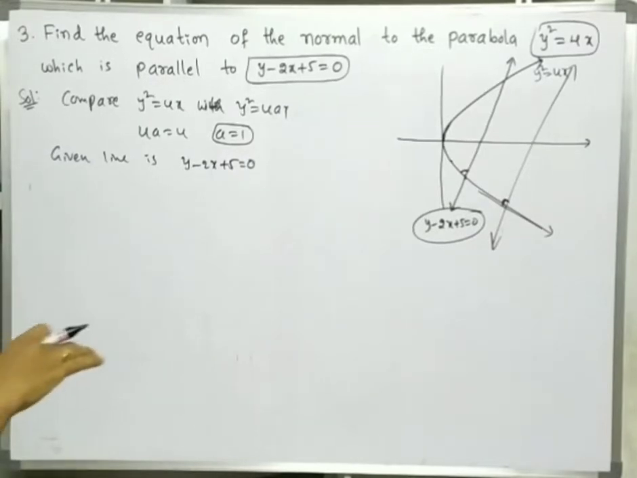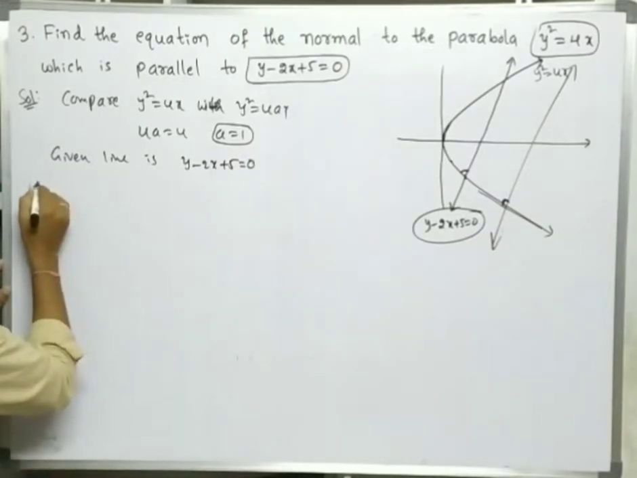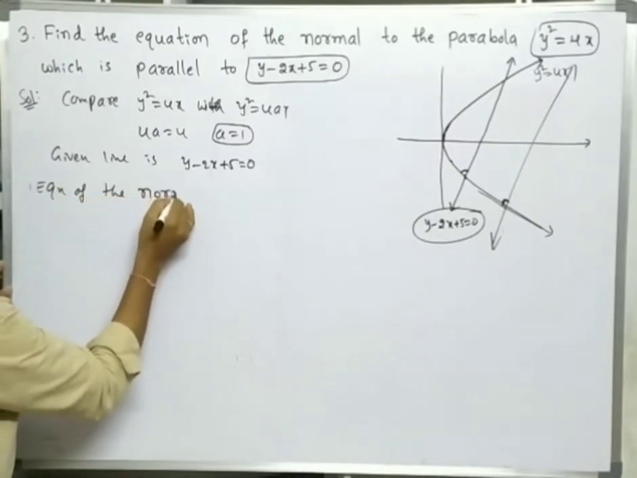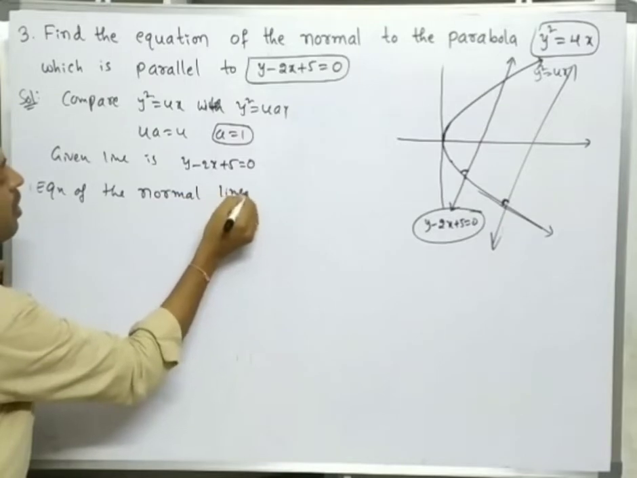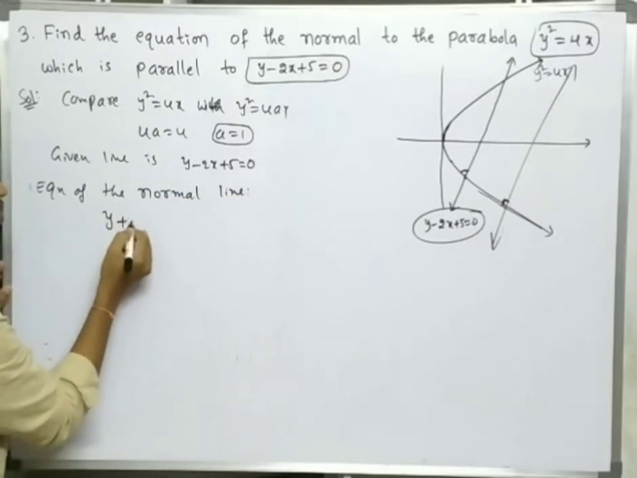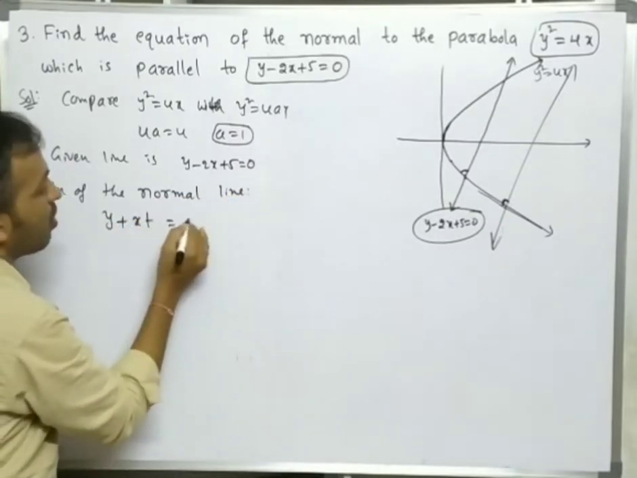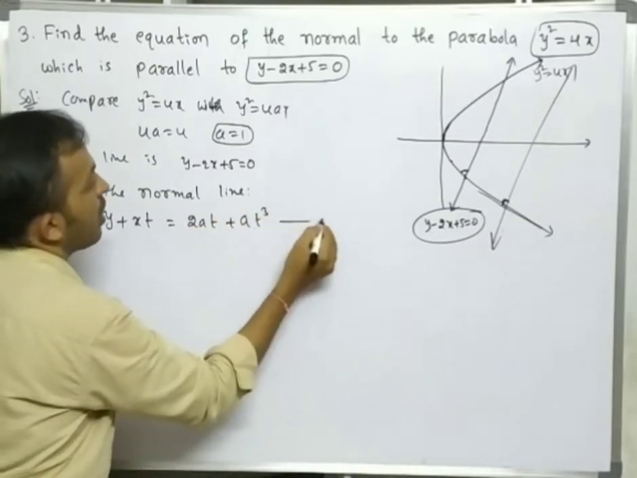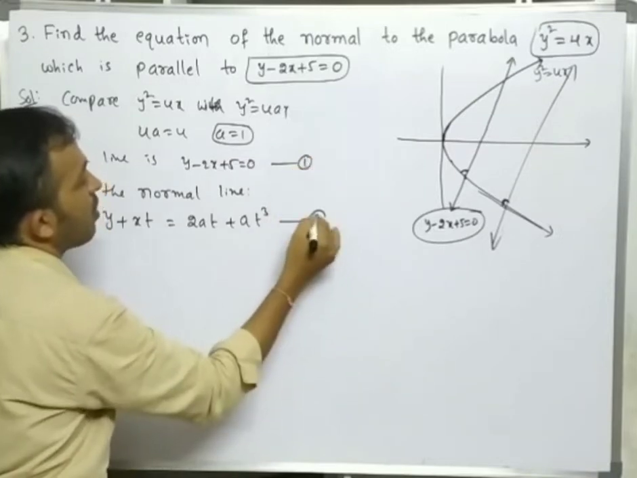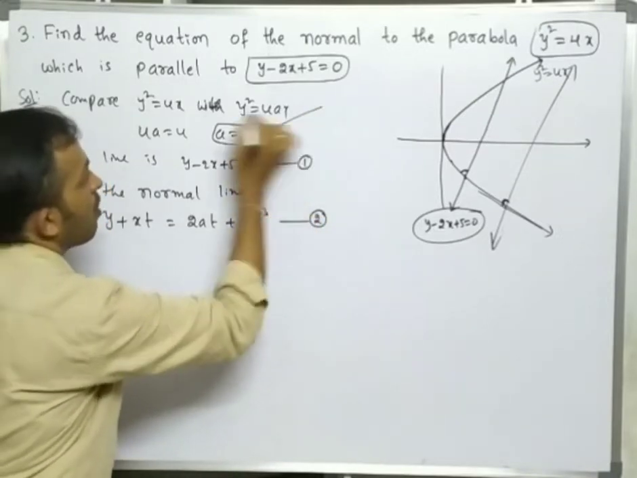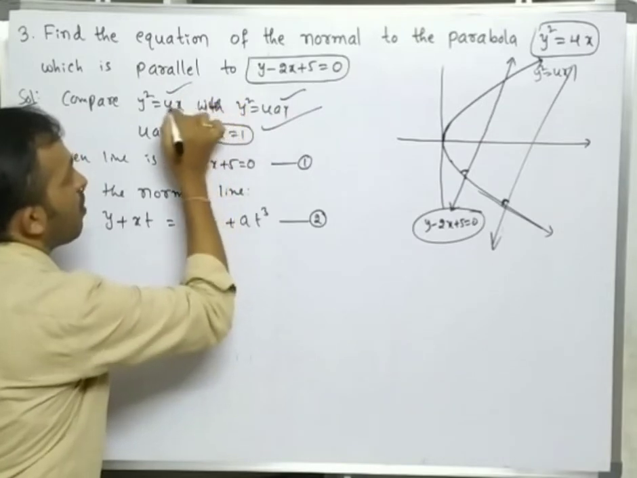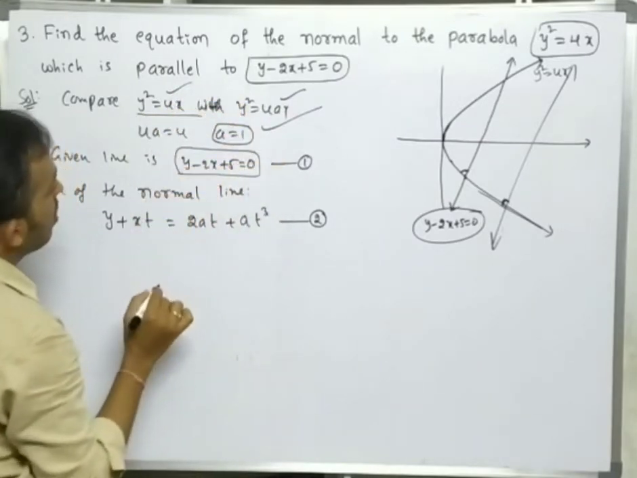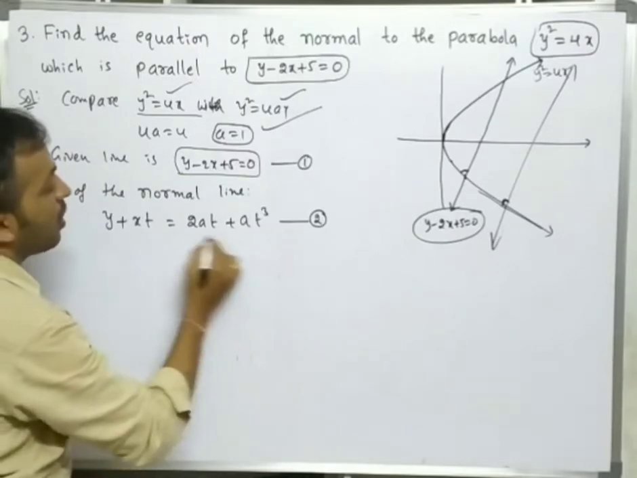What is the parametric equation of the normal? Recall that equation: y plus xt is equal to 2at plus at cube. Let this be equation number 1 and this be equation number 2. From the parabola we got the value of a. This is the given line, and this is the normal line.